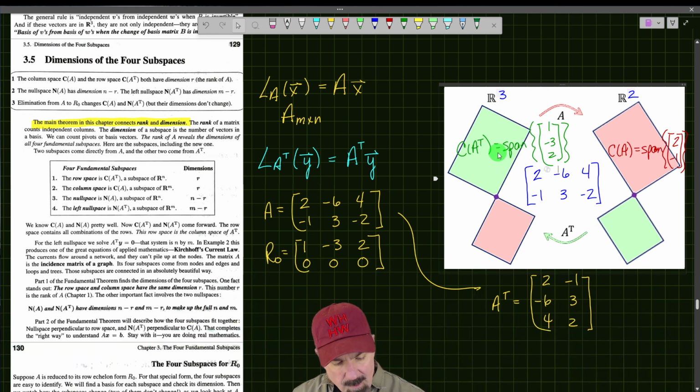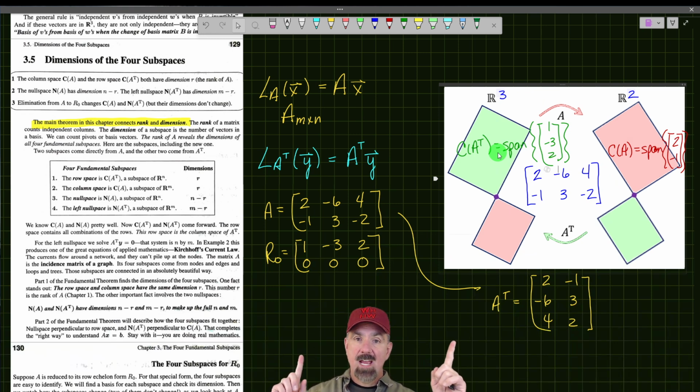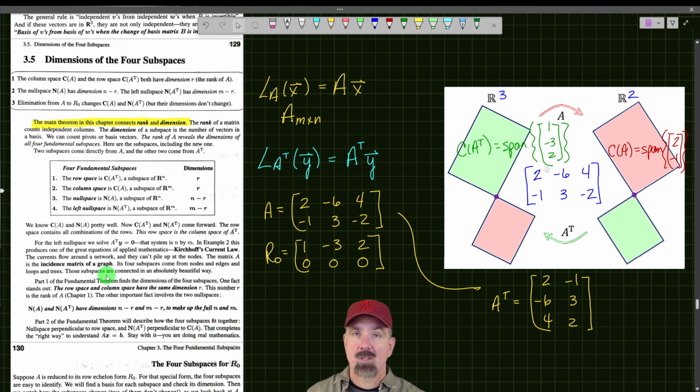Both of the column spaces, the column space of A and the column space of A transpose, are always going to have the dimension of the rank. So that's a really important point, and he makes that point throughout this discussion. Well, what does that leave then for the null space of A transpose and the null space of A?